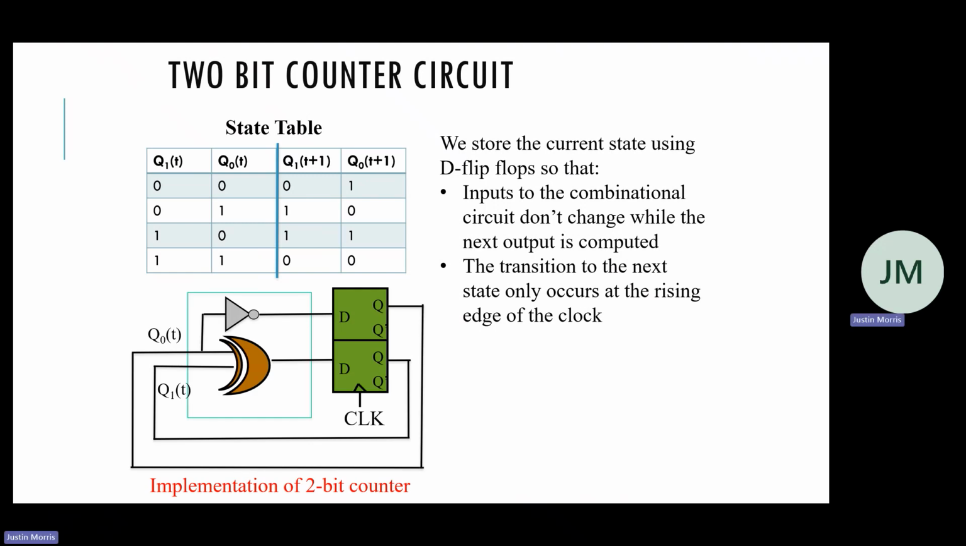And if we implemented the combinational logic part of the circuit, it would look like this one. So this is Q0, this is Q1, right? Q0, the lower bit, changes every single time. So that's why it's just connected to an inverter. And then Q1 will change pretty much every other time, which is why it works with the XOR gate.